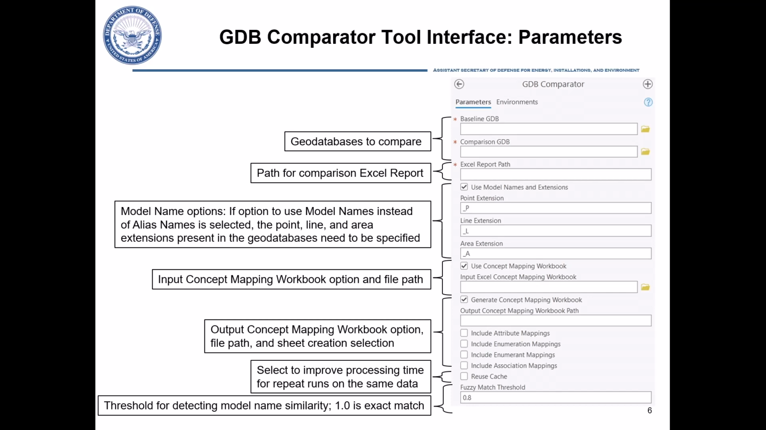Finally, the aggressiveness of the fuzzy matching can be specified. A value of 1.0 input here will only make matches if the element names are exactly the same. As shown, the default is set at 0.8, which provides for non-exact matching without too many incorrect matches. We'll now look at some examples using that setting.